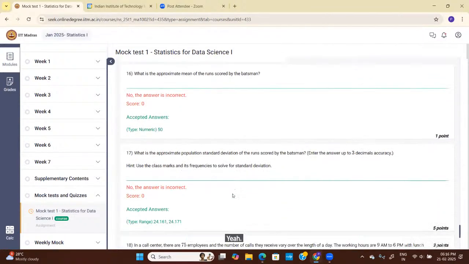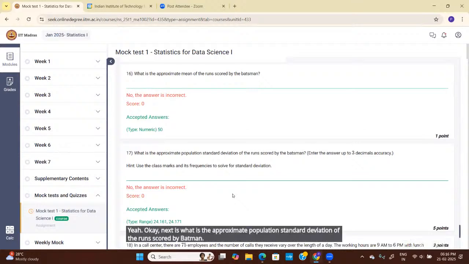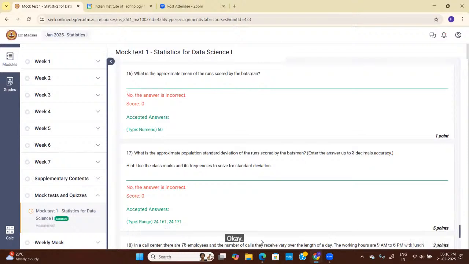Next is, what is the approximate population standard deviation of the runs scored by the batsman? So in the same table, you can do some more calculations.